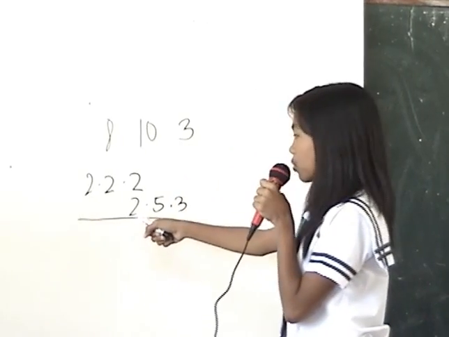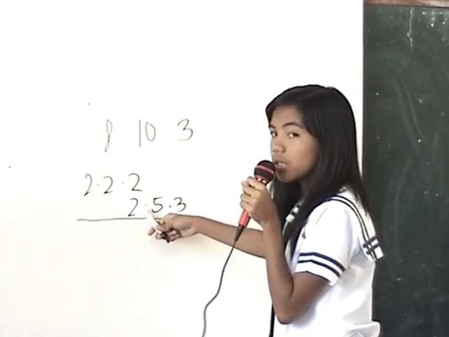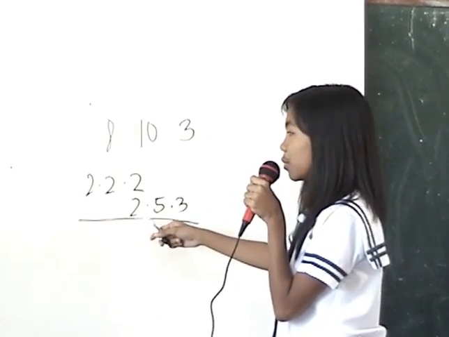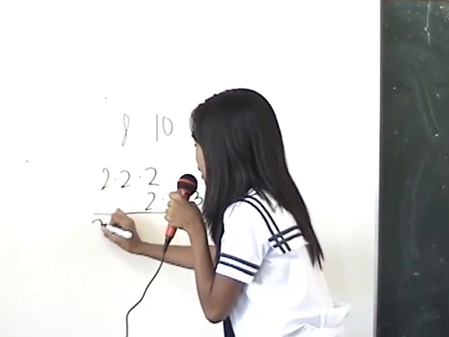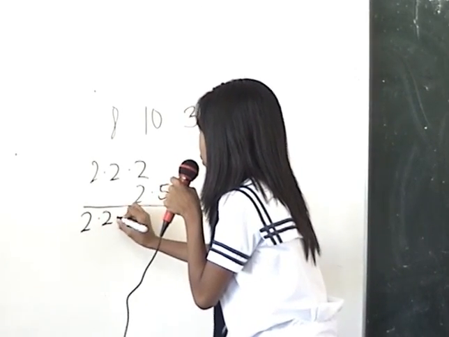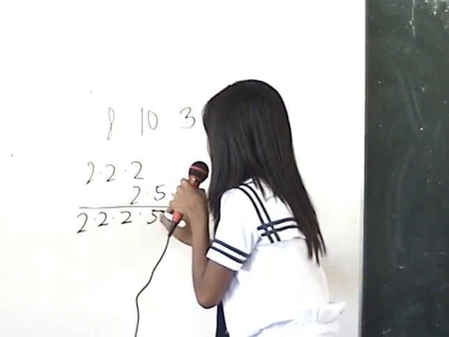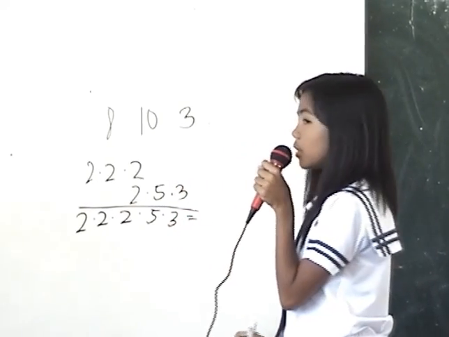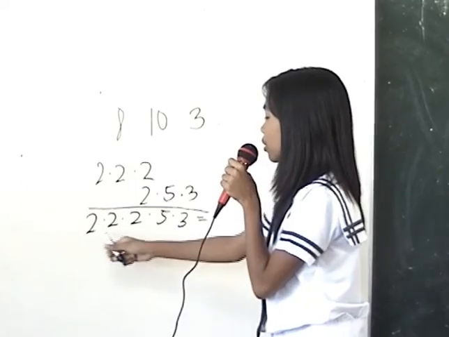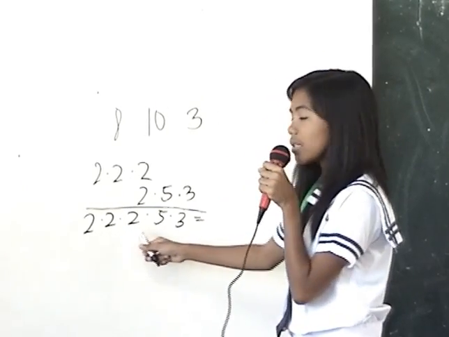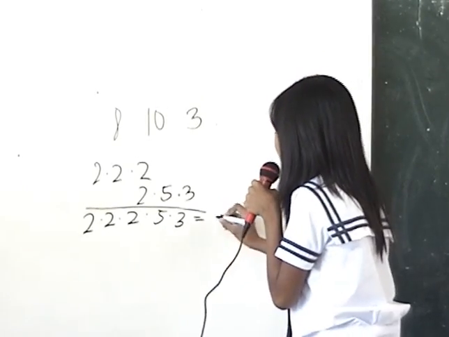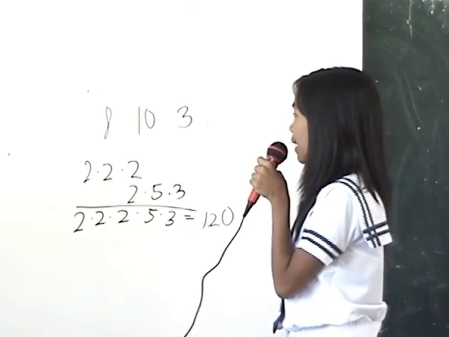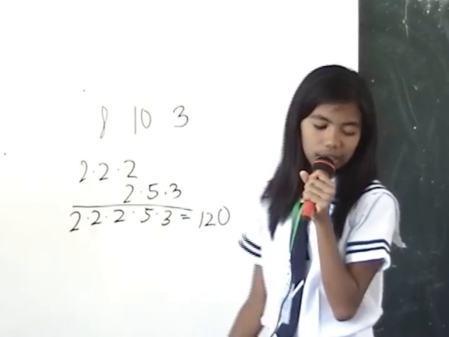We align this factor because this factor is common in both number 8 and 10. Now, we have to bring down all the prime factors. 2 times 2 times 2 times 5 times 3. Now, we can multiply and solve for the LCD. 2 times 2 times 2 times 5 times 3 is equal to 120. And the LCD of 8, 10, and 3 is 120.